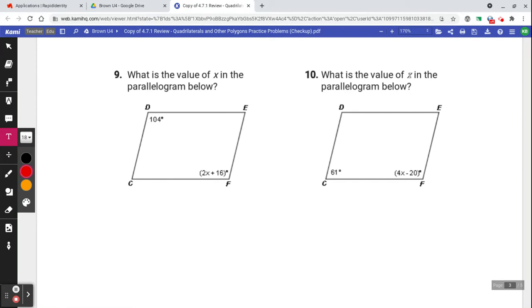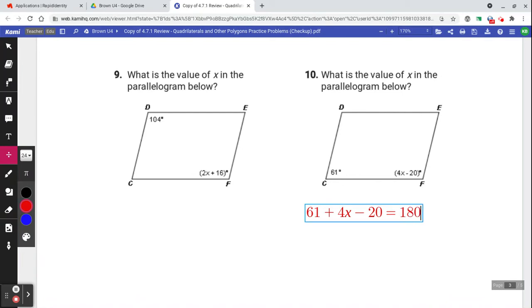I'm going to let you solve that because we've done it a few times and it hasn't been that long. This one may be a little more tricky because they're not opposite and they're not equal. They are consecutive angles, and consecutive angles are not equal. They are supplementary. So I'll set this one up with you. 61 plus the other angle, 4x minus 20. Since they're supplementary, that means they add up to 180 degrees. So you're going to combine your like terms, and then you'll move that to the other side and divide by 4.